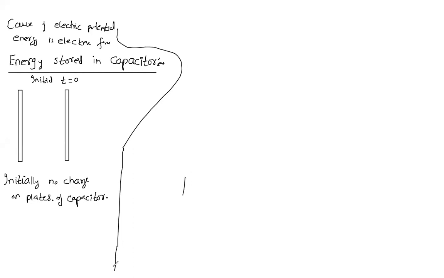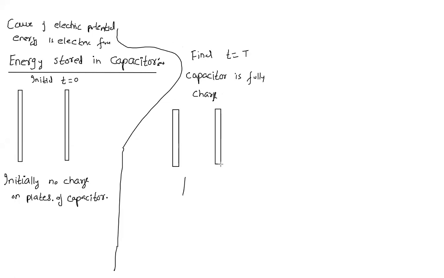In the final stage, at t equal to capital T, your capacitor is fully charged. Capacitor is fully charged means the charge on the plates is plus Q and minus Q. This is the final stage when your capacitor is fully charged.